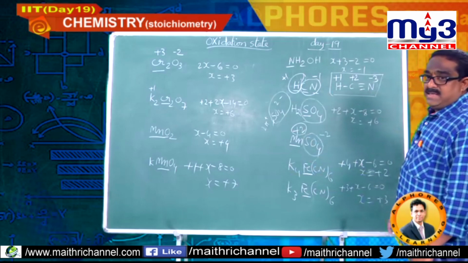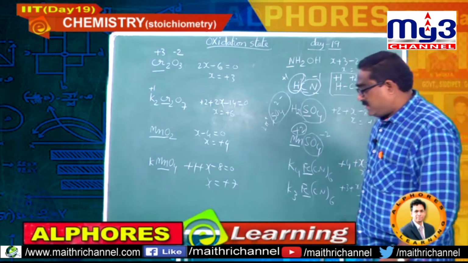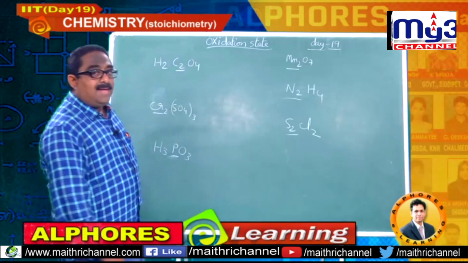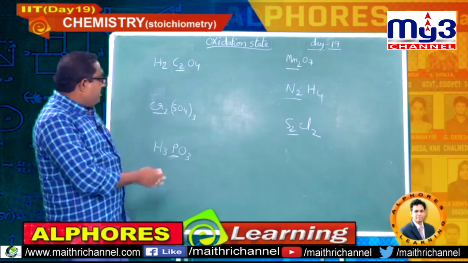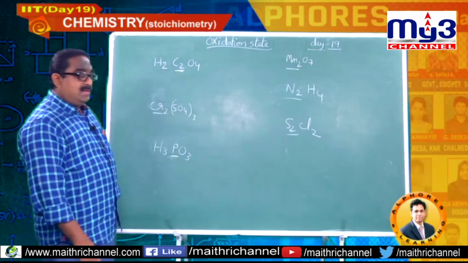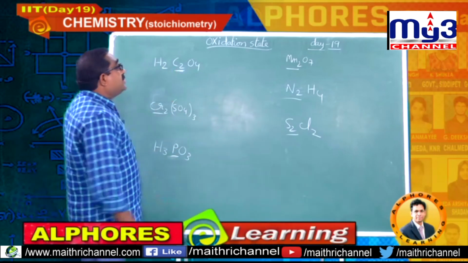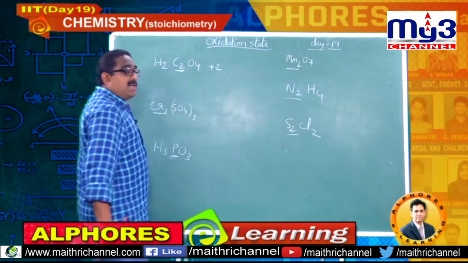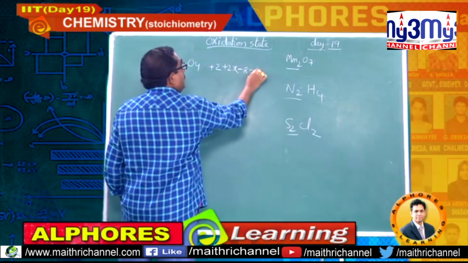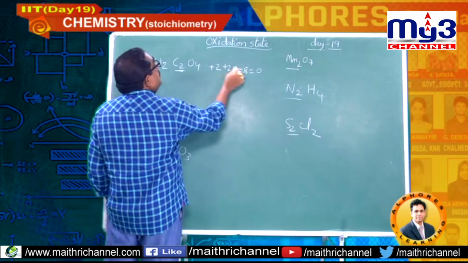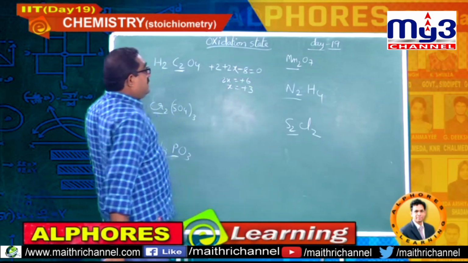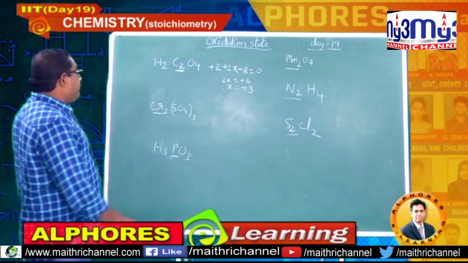Please note it down, students, in detail, and then I will go for the next set of examples. Okay students, let me finish off these 7 and then we will go for the next set. Here I have to calculate for carbon. This is oxalic acid. So I am doing the calculation for 2 hydrogens +2, for 2 carbons 2x, for 4 oxygens -8 equals to 0. So 2x is equal to +6, so x is equal to +3. So the oxidation state of carbon is +3.